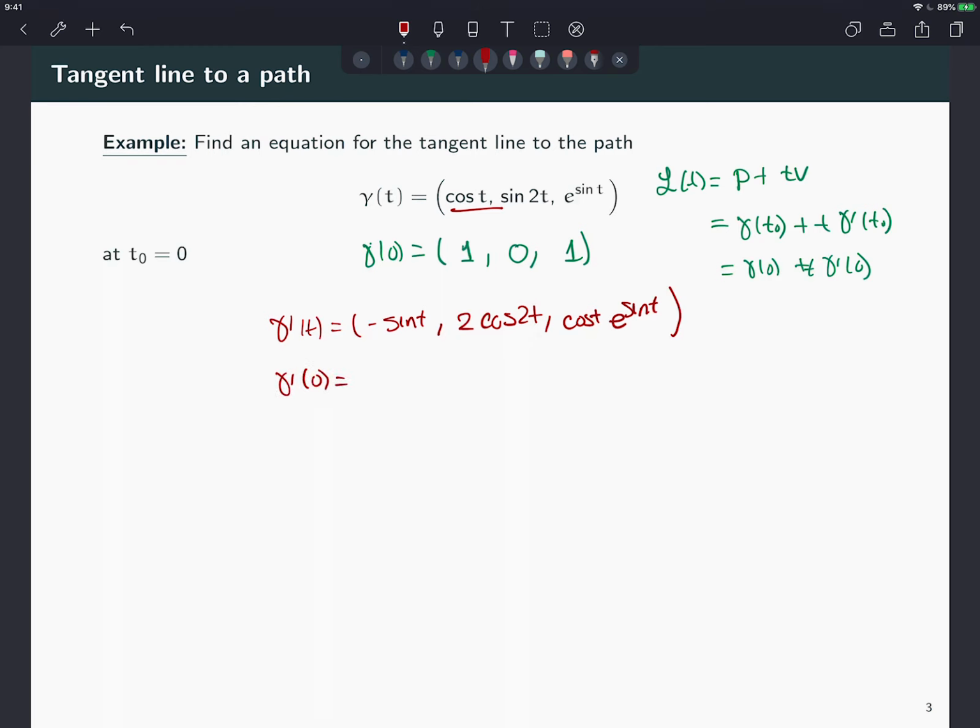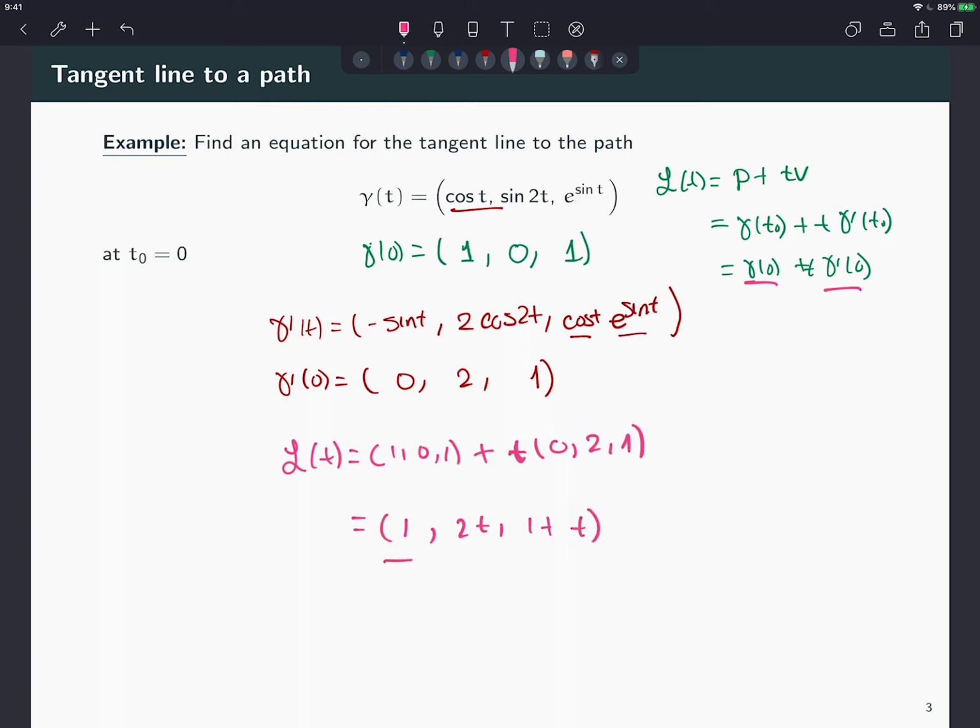This gives me a different tangent vector at each point, so I want to evaluate that at 0. At 0, it would be 0. Cosine of 0 is 1, so it's 2. And cosine of 0 is 1, e to the 0 is 1, so this is 1. I think we got it right like that. So my line is the point gamma of 0, which is (1, 0, 1), plus t times gamma prime of 0, which is (0, 2, 1). If you want to write it in one thing, it's (1, 2t, 1 plus t). That would be my tangent line.